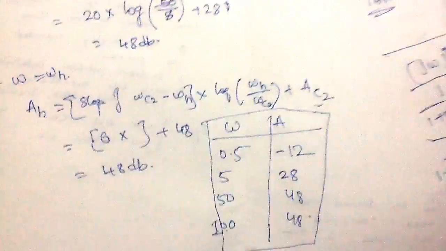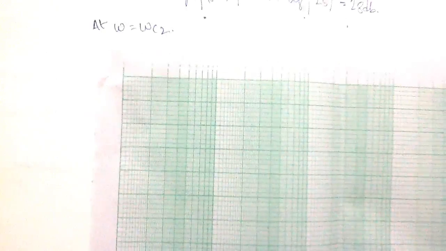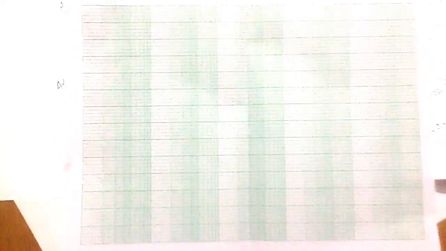So now let's get to some plotting of Bode plots. First, all you need is a semi-logarithmic graph sheet. Look at this. This is your semi-log graph sheet. You have many readings here.